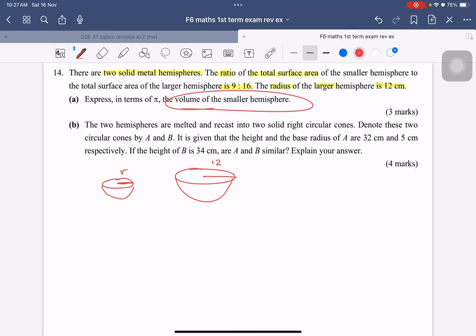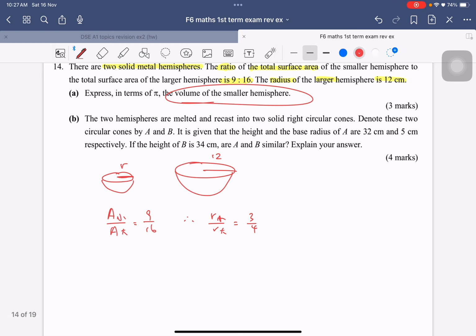First of all, as the ratio of the total surface areas, A small divided by A big, is equal to 9/16, which means that the radius ratio is going to be the square root of it. So the radius small divided by the radius big is equal to 3/4. I take the square root of this 9/16. As the bigger one is equal to 12, we have the small r equal to 3/4 times 12, giving you 9.